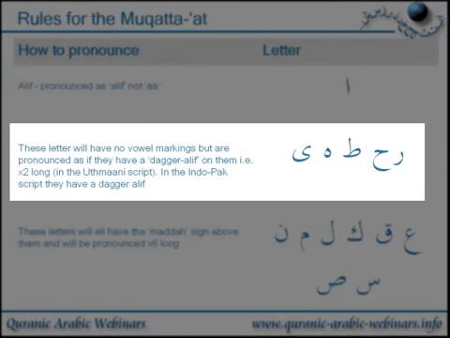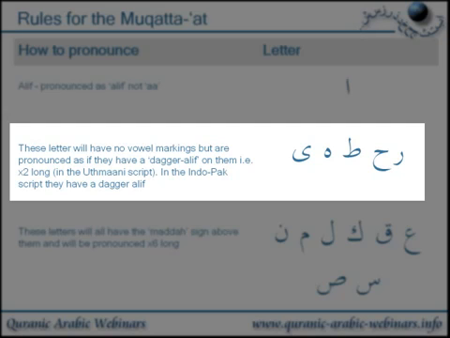Then the next set, the ra, the ha, the ta, the soft ha, and the ya, are all pronounced two lengths long. I'll read out the description here. These letters will have no vowel markings, but are pronounced as if they have a dagger or short alif on them, i.e. they're two lengths long in the Uthmani script. In the Majidi or Indo-Pak script, they will have the dagger alif, and we just saw that. So these five letters, effectively the two has, the ra, the ta and the ya, will always be two long.